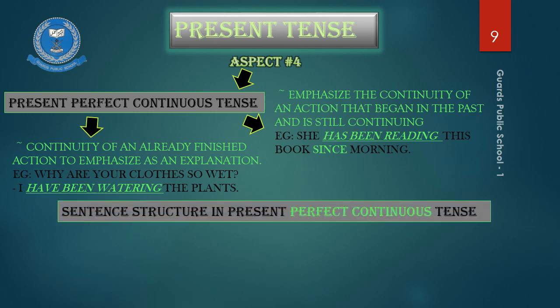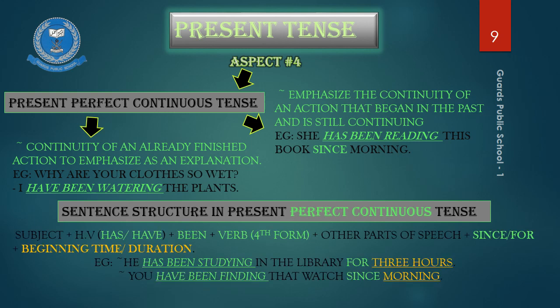The sentence structure in the present perfect continuous tense has a subject, a helping verb, has or have, an auxiliary verb, been, the fourth form of verb, other parts of speech, since or for, and the beginning time or duration of an action. For example, he has been studying in the library for 3 hours. You have been finding that watch since morning.